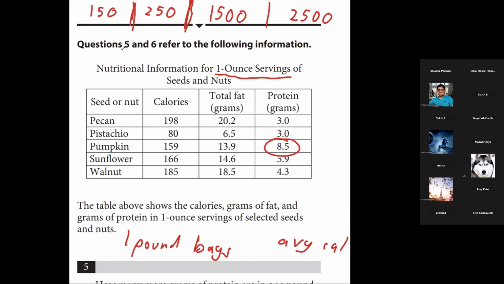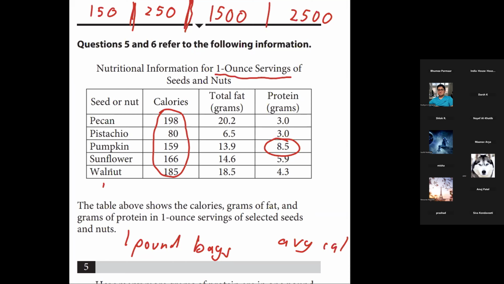Okay, so for question 6, these are the four answer choices. We're told that there's a 1 pound bag, which is 16 ounces, and we're asked for the average number of calories. So what we would do is take these calories, average them by adding all of them together, and then dividing by 5, and then multiplying that answer by 16 to get it in 1 pound bags.